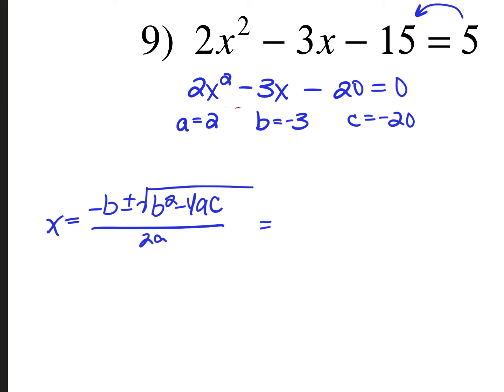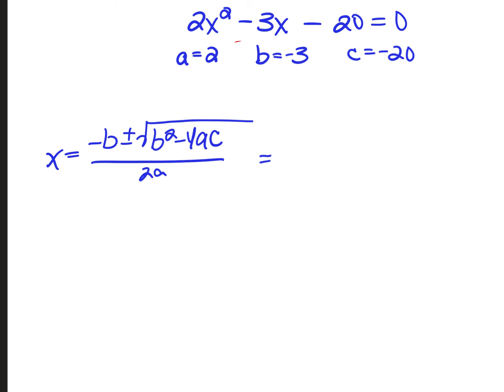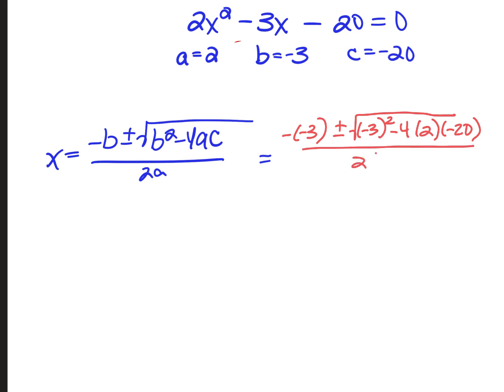So now just take your time. No reason to skip steps. No reason to be like, well, can't I put 2 negatives and make it a positive? Just write everything the way you see it, and then we'll worry about simplifying. So -(-3) plus or minus the square root of -3 squared minus 4 times A is 2, C is -20, all over 2 times 2. Agreed? Okay.